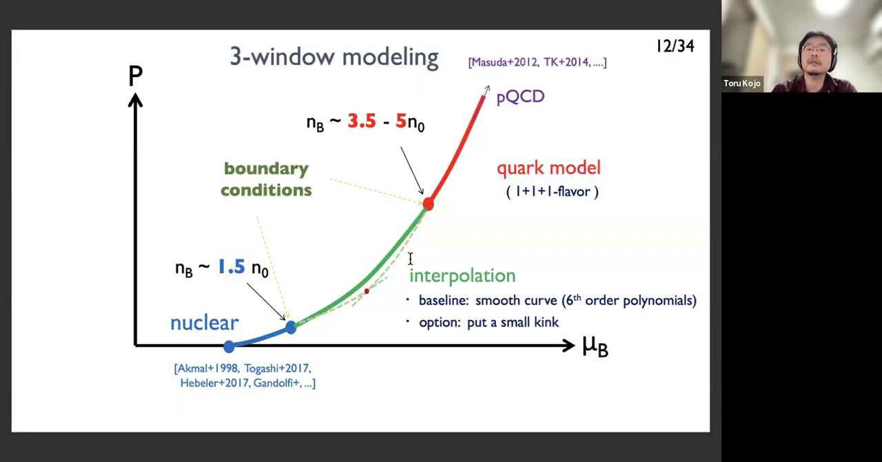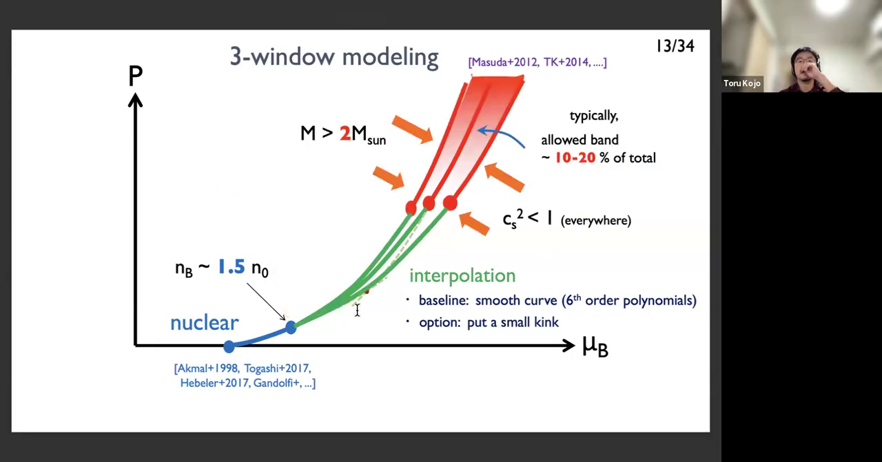And if you want to describe a first order phase transition, as an option we can put a small kink somewhere. This is just a phenomenological interpolation. Therefore, many people would think that there is a lot of liberty to connect these two equations of state, but actually that's not easy. The interpolation is not easy at all.